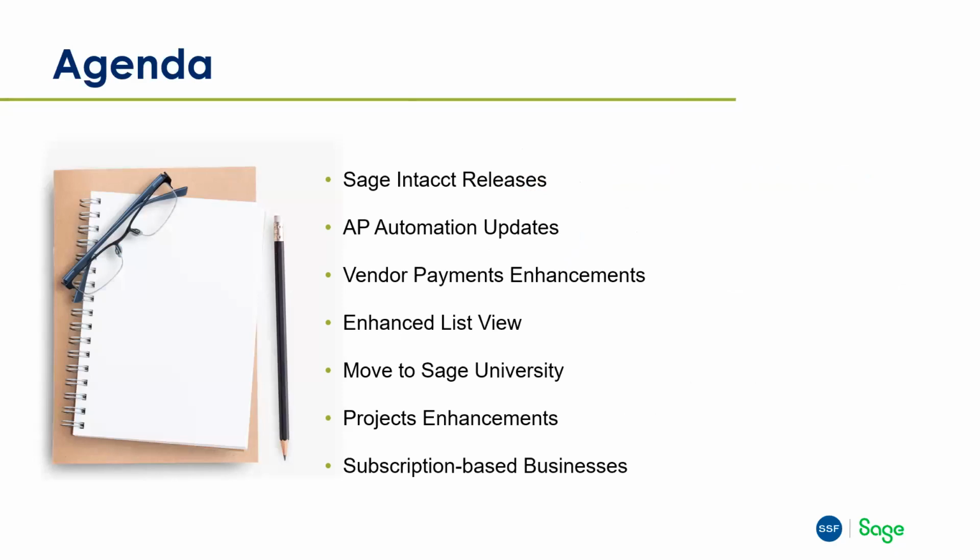So today we're going to cover a little bit about the Sage Intacct releases, just to refresh that. And then we're going to talk about some of our favorite highlights for our clients: the AP automation update, which is a couple of features that are now in general availability, vendor payment enhancements, the enhanced list view, which is now in public beta, the move to Sage University, and some enhancements on the projects module, as well as subscription-based businesses in the contracts module.